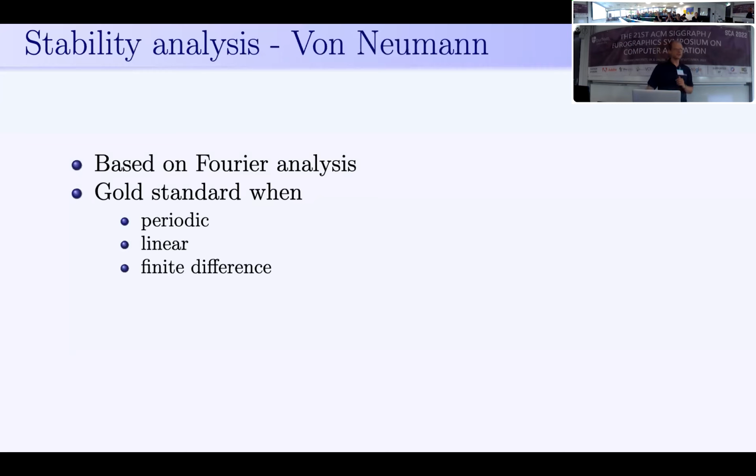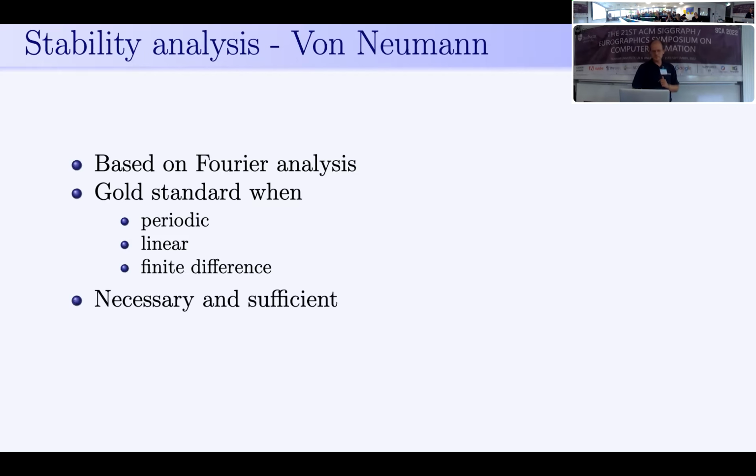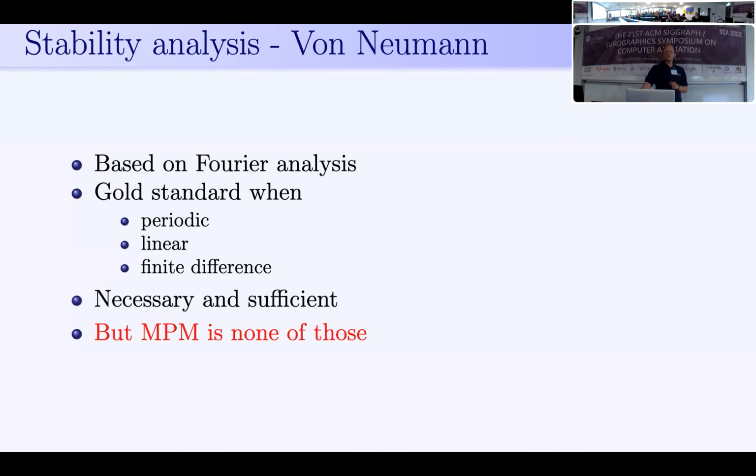All right, von Neumann analysis. What is this? It's the gold standard for analyzing stability in linear finite difference methods for linear partial differential equations. Big mouthful. But the idea is it's necessary and sufficient. And it's basically just taking the Fourier transform of the PDE and of the method for solving it. All right, first problem is MPM is none of these. It's not periodic, it's not linear, and it's not a finite difference scheme.